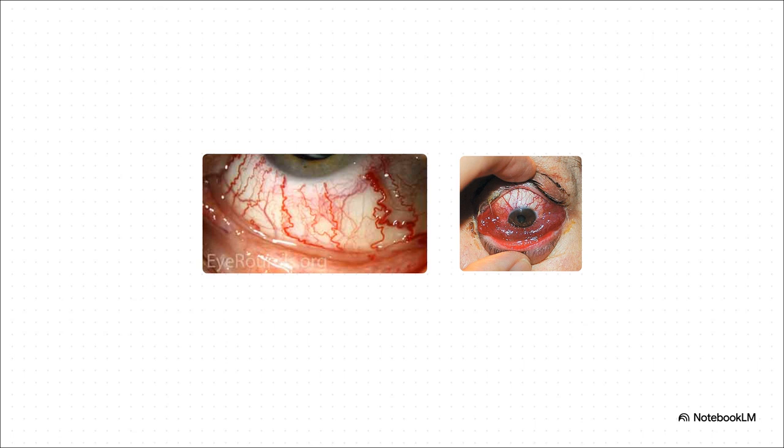On the left, notice those dilated arterialized conjunctival vessels. And on the right, you can see severe, beefy red chemosis just protruding from the eyelid. When you see a frozen eye accompanied by this dramatic level of congestion, you are looking directly at venous outflow obstruction, which is highly indicative of cavernous sinus disease.